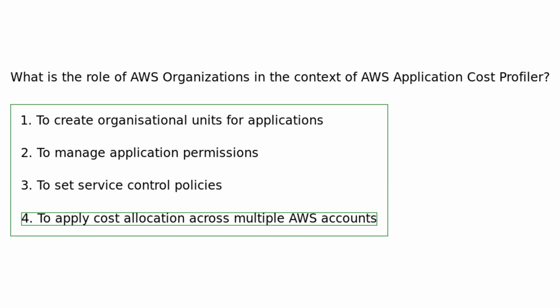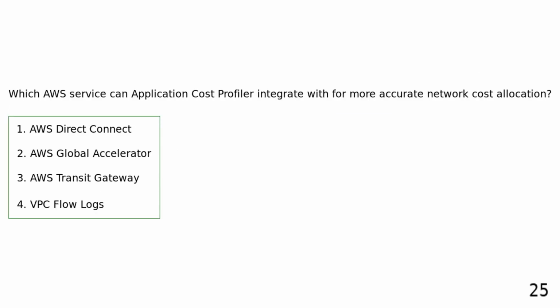AWS Organizations allows AWS Application Cost Profiler to apply consistent cost allocation rules across multiple AWS accounts, providing a unified view of application costs in complex environments. Which AWS service can Application Cost Profiler integrate with for more accurate network cost allocation?